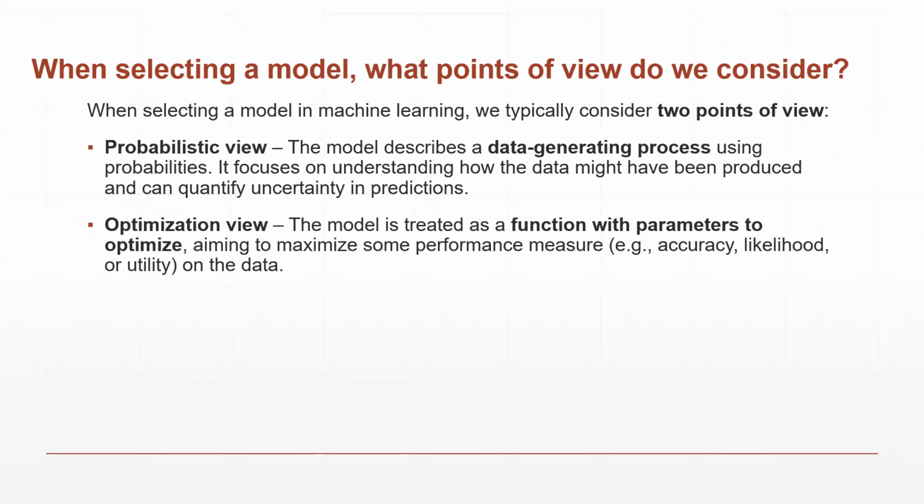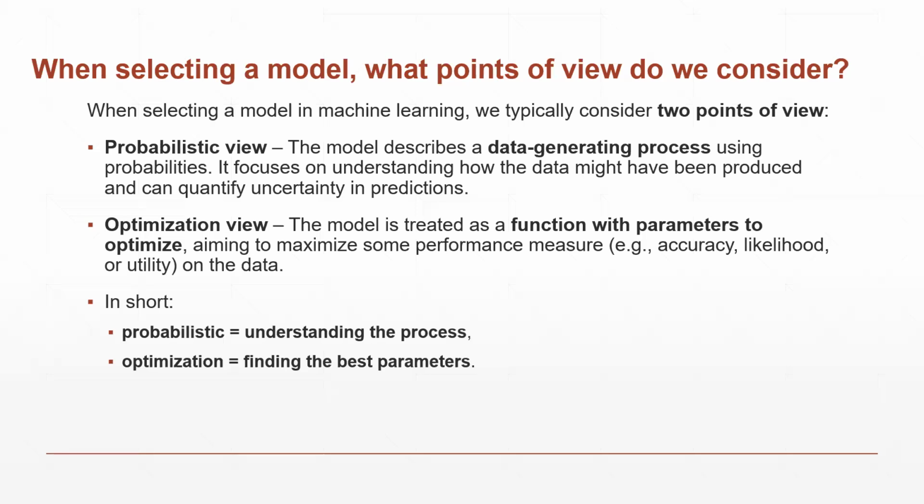And so these two different points of view allow us to understand data in a couple of different ways. So just to recap very briefly, the probabilistic point of view is about understanding the process. The optimization point of view is about finding the best parameters.